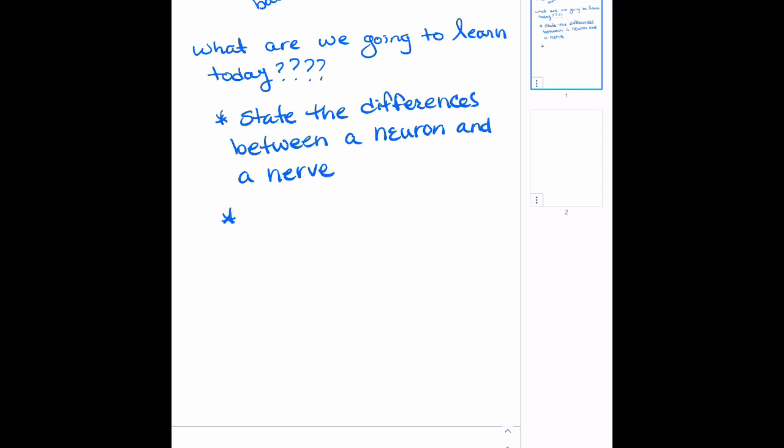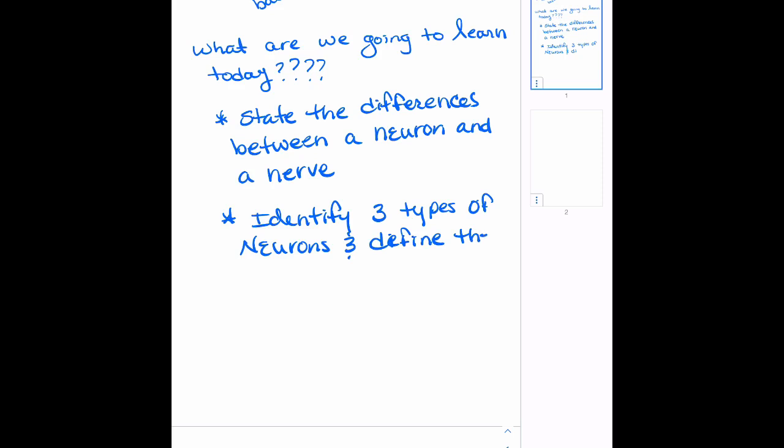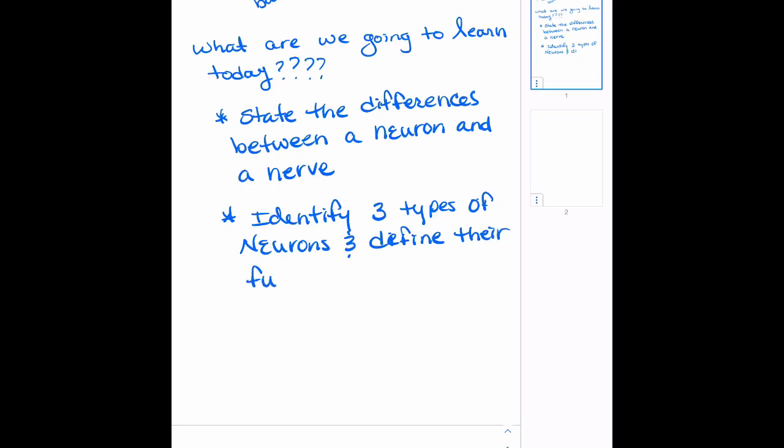The next objective is to identify 3 types of neurons and define their function. So we're going to look at 3 different types of neurons, and then we're going to tell you what they do. In other words, what do they do and how are they different from each other?